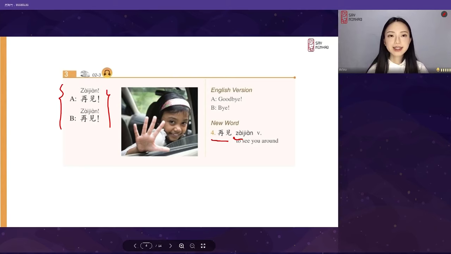再见，再见。So this is obviously two people saying goodbye to each other. Now try to read with me, okay? 3, 2, 1. 再见，再见。Very good. So this is for today's text. Now let's move on to our new part, which is Chinese characters and strokes.